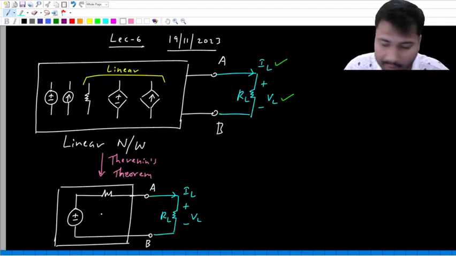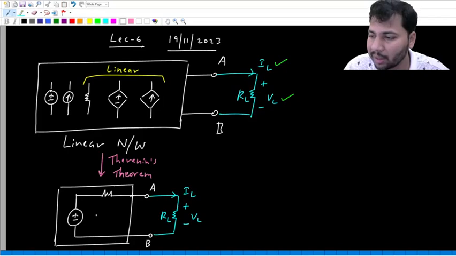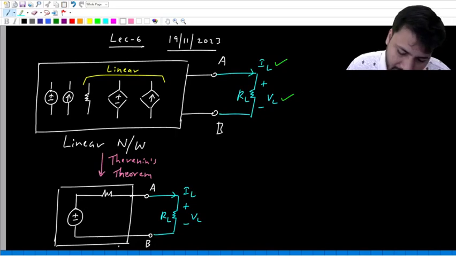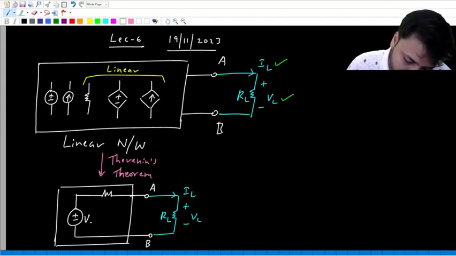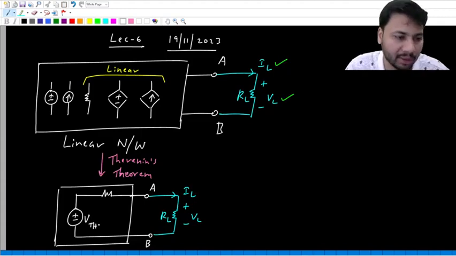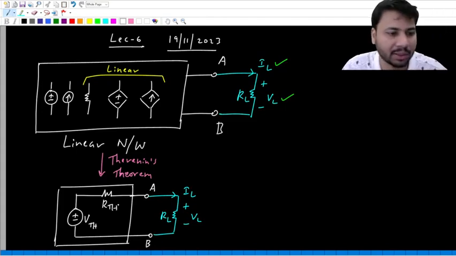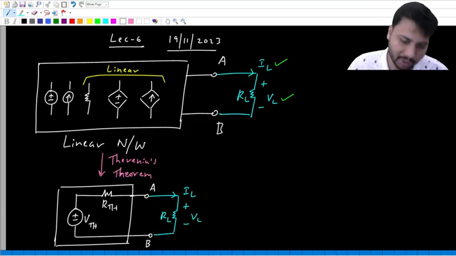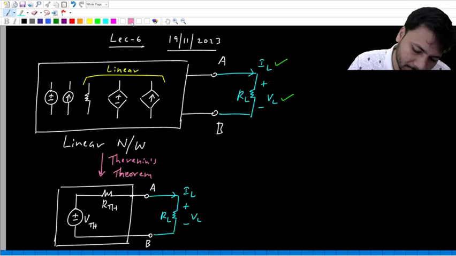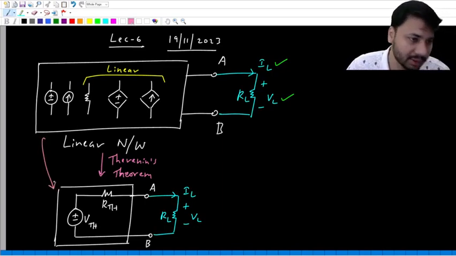So what is inside this white color box? Is it not a real or a practical or a non-ideal voltage source? Because this is the Thevenin equivalent of this original network, the voltage source is called VTH, or the Thevenin voltage, and the resistance is called the Thevenin resistance, denoted by RTH. So on the whole, this is the Thevenin equivalent.